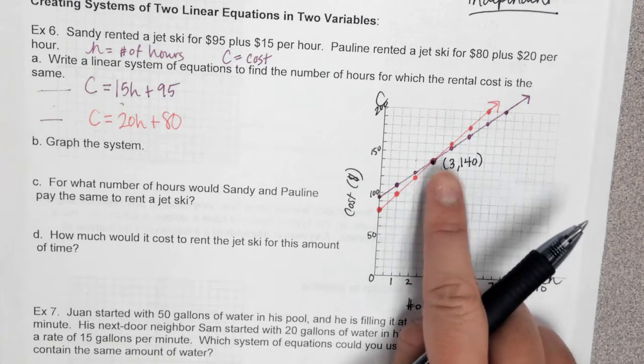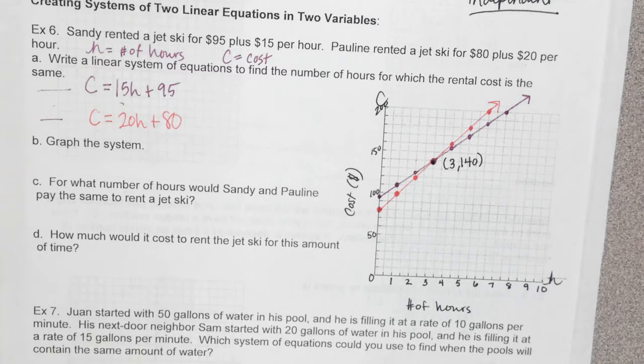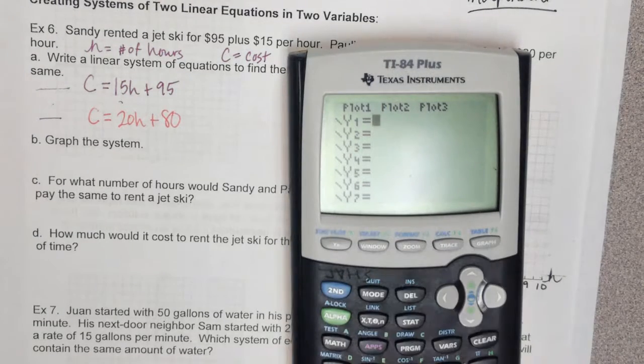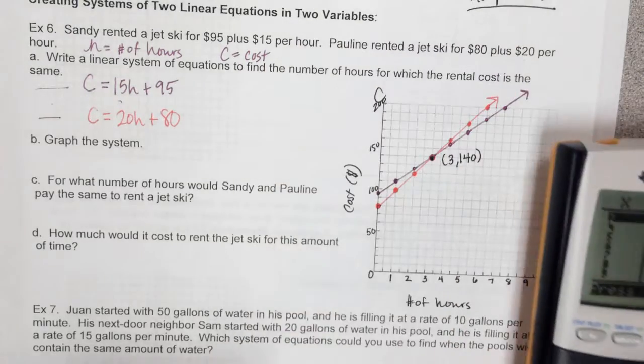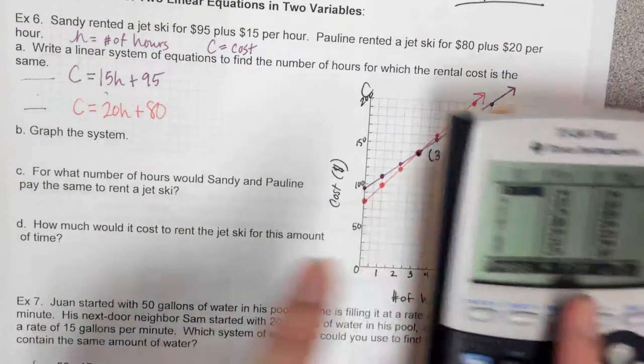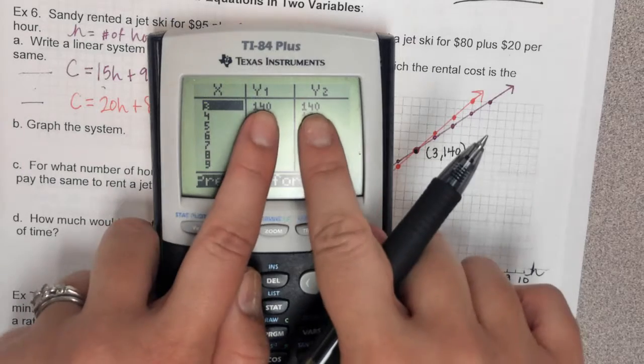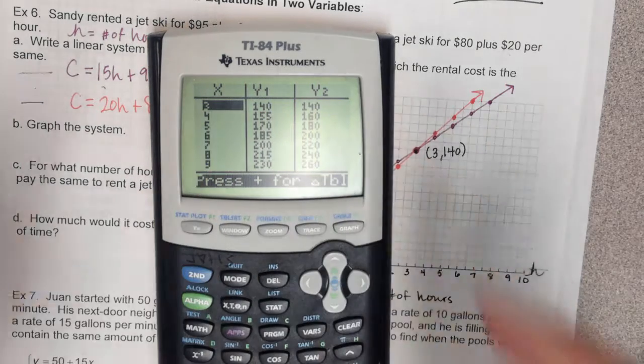Do you know how you can check this in the calculator? This is a good strategy, because if you ever get stuck on a test question, you can use this. You go to y equals, right? You put your first equation in y1, 15x plus 95. You put your second in y2, 20x plus 80. You go to your table, second graph. Okay, and if I'm thinking my answer might be 3, 140, I just look. Do I have matching y's for 3? Yeah, 3, 140, 3, 140, so that's right.